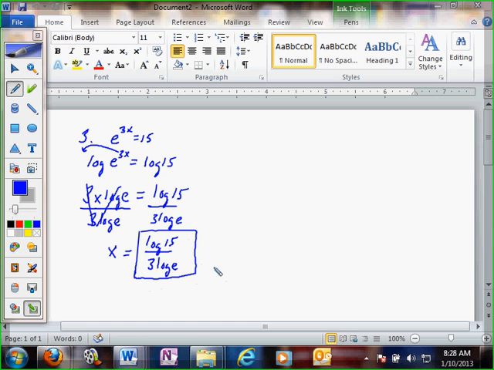Now, if I asked you for the decimal equivalent on an exam or a quiz, you would know that you would need to put this in your calculator, making sure you utilize parentheses, putting the entire bottom in its own set of parentheses, and then hit enter, and that'll give you the answer in decimal form, the decimal equivalent. Let's work one a little bit more difficult with variables on each side.